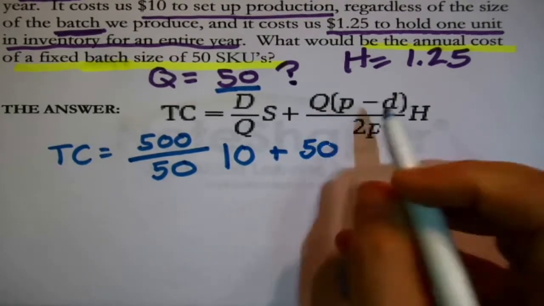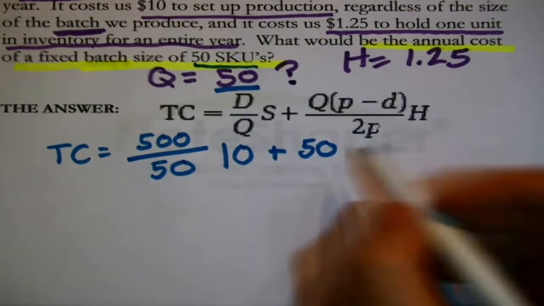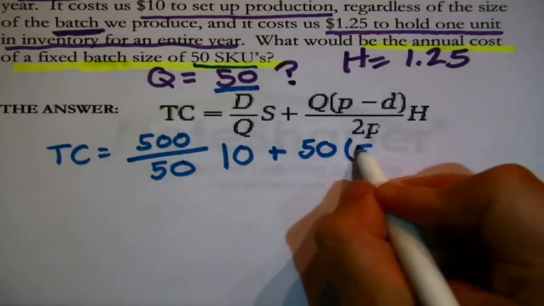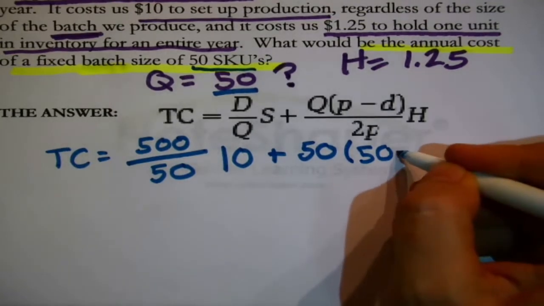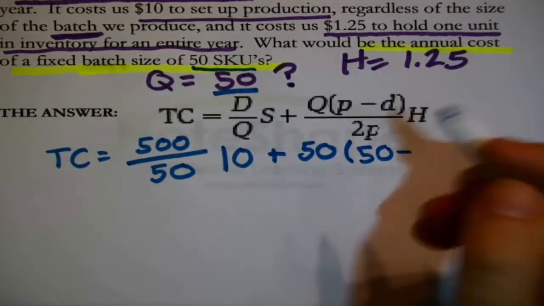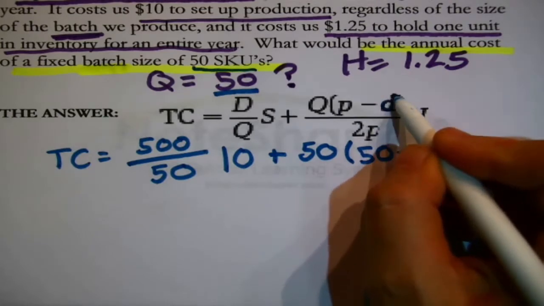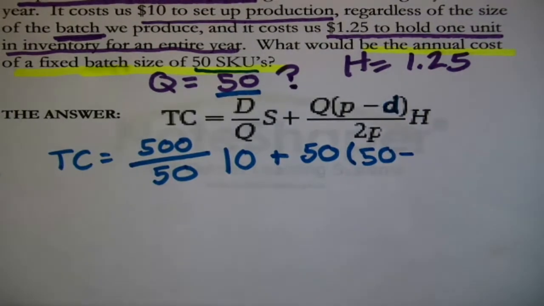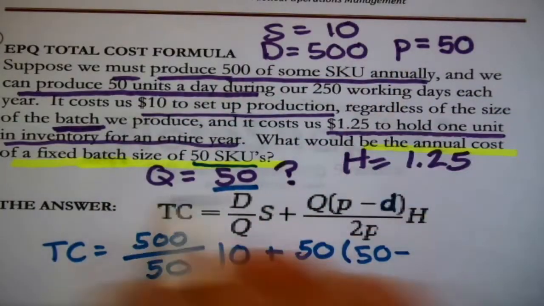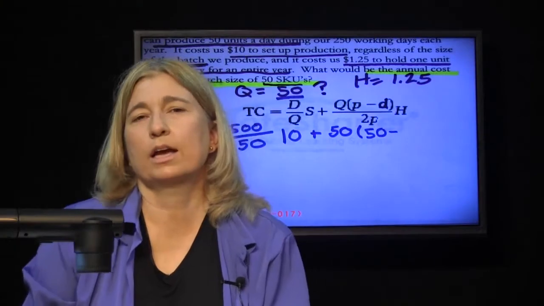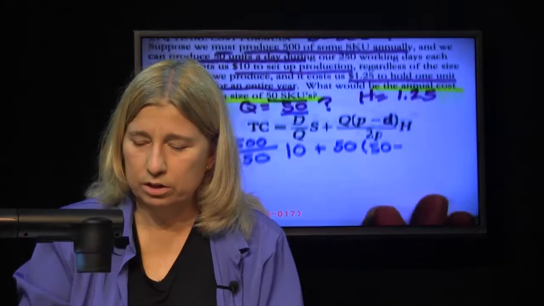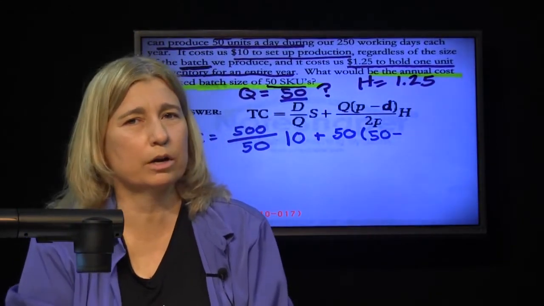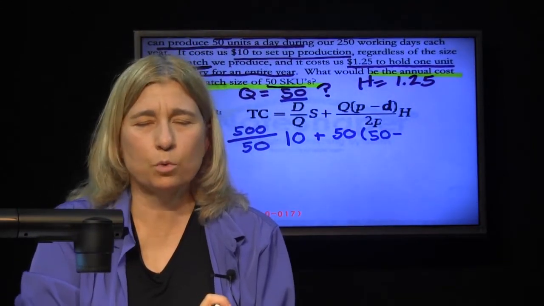Times, okay, capital S was that fixed cost, that's 10. Plus, okay, great, Q. Again, we are evaluating 50 because that's what they asked. All right, times P. Well, the P is 50 also. Minus D. Oh, wait a minute. Wait a minute. Don't put 500, the capital D. It looks like I don't see a lowercase d in here anywhere. I don't quite have exactly what I need to fill out the entire formula, because what is lowercase d?